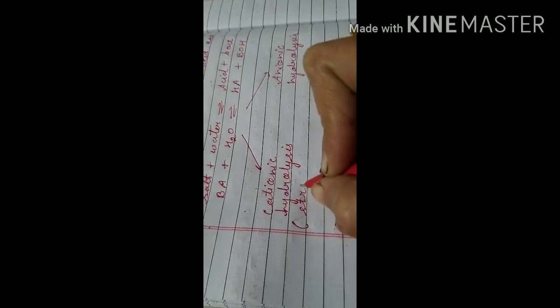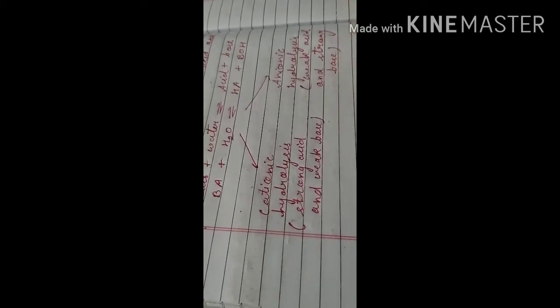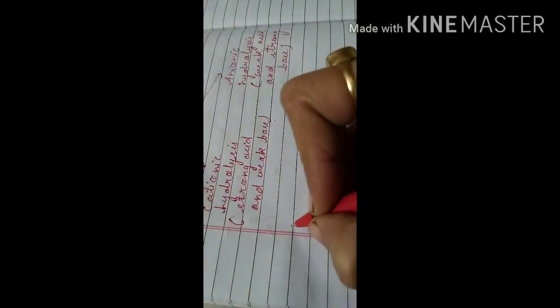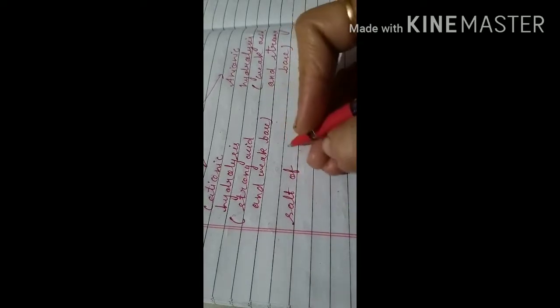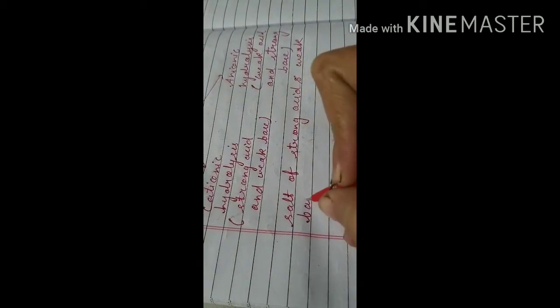Let us understand both types of hydrolysis one by one. In cationic hydrolysis, we take the case of the salt of a strong acid and a weak base. The salt of a strong acid and weak base shows cationic hydrolysis, and the salt of a weak acid and strong base shows anionic hydrolysis. So let's start to understand. Suppose we have a salt of a strong acid and a weak base. Here we have to understand what will happen.